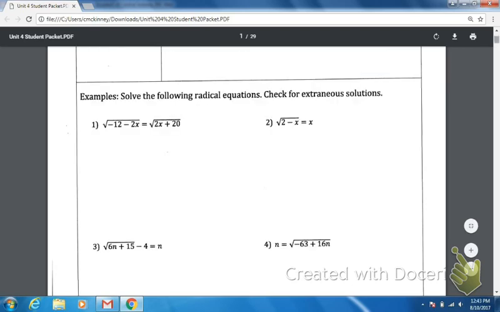Okay, so example 1. Is everything under a radical sign? Yes. So we don't have to do step 1 of isolate the radical. Everything's already under a radical, so we are squaring both sides. And you know that squaring gets rid of a radical sign. So now what we have left is negative 12 minus 2x equals 2x plus 20.